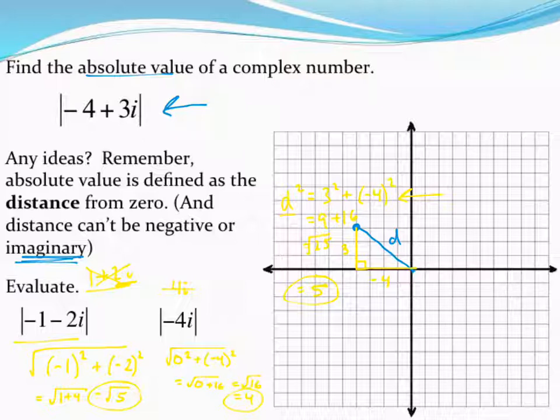If you think about why that worked out the way it did, think about where this point would be if you graphed it. -4i is just 4 spaces down on our imaginary axis, and if I want to connect that point back to 0, it's just a vertical line. I can count that and see it was just 4 spaces.